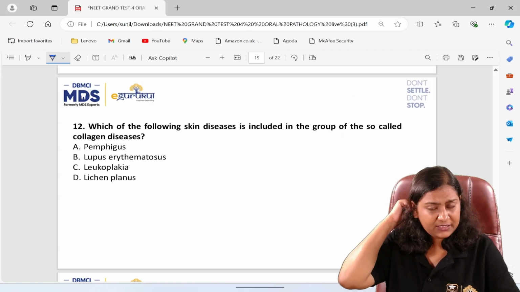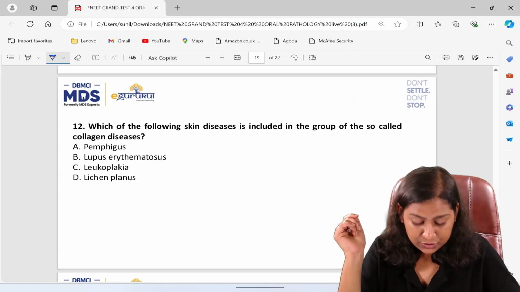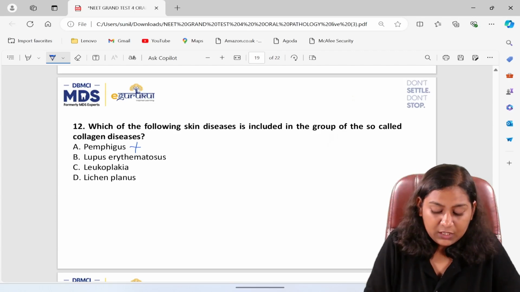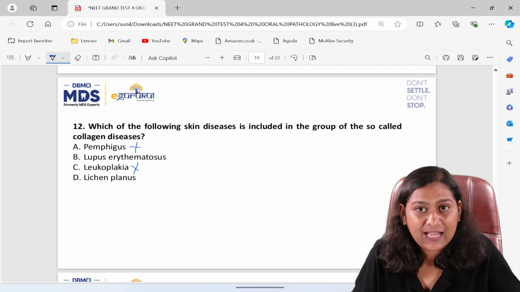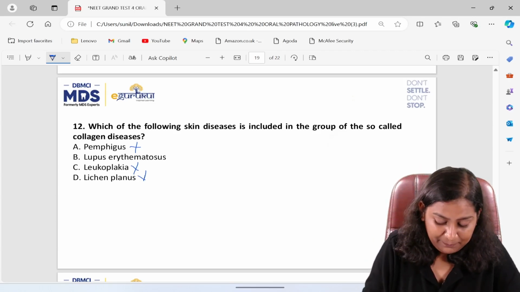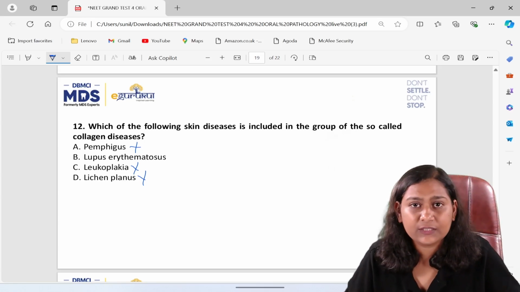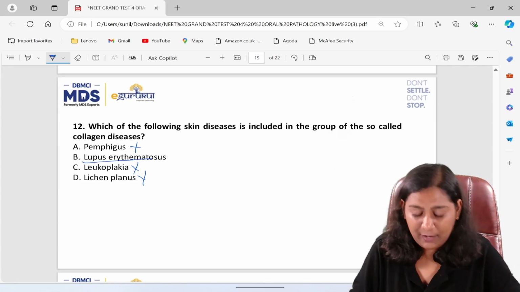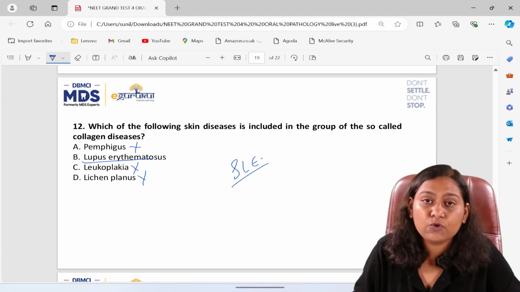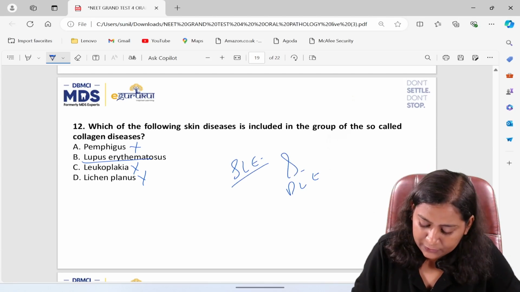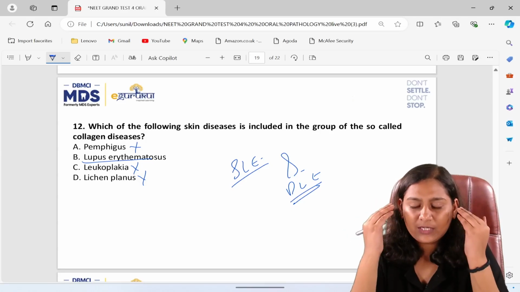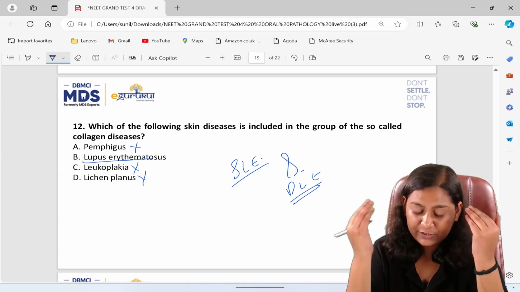Now which of the following skin diseases is included in the group of the so-called collagen diseases? Okay, it is a very direct and straightforward question. Pemphigus, as we have already discussed pemphigus. Leukoplakia, is it a collagen disease? No. Lichen planus, is it a collagen disease? No, it is a T lymphocyte disease. So the only option here is lupus erythematosus, SLE, systemic lupus erythematosus, and discoid lupus erythematosus. What do we see? Butterfly shaped rash, which is the classic clinical feature.